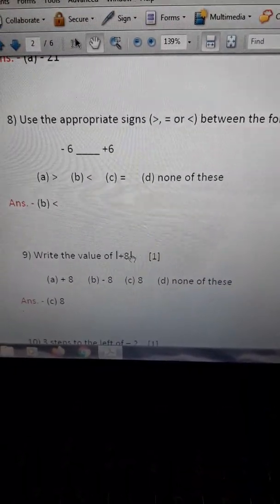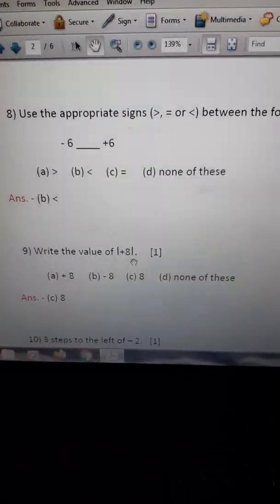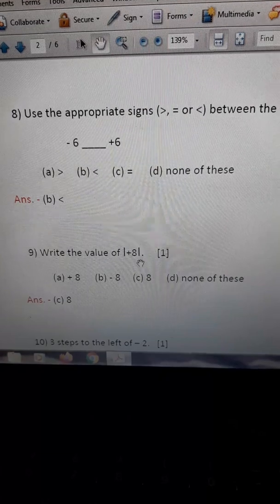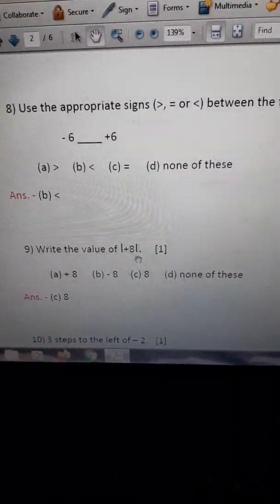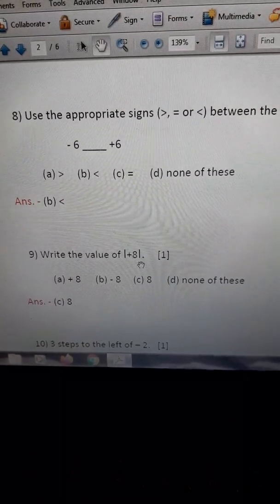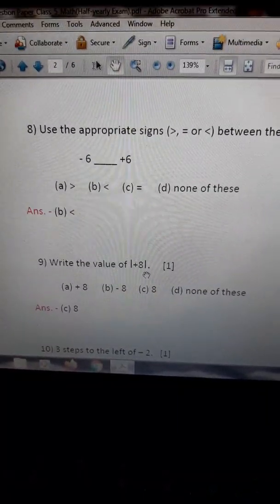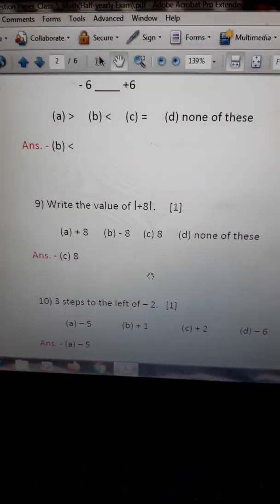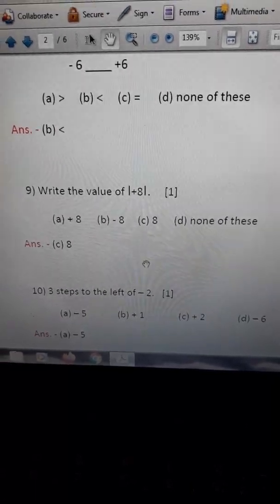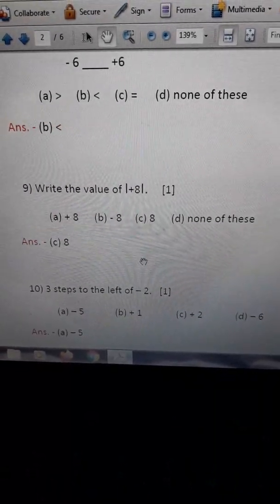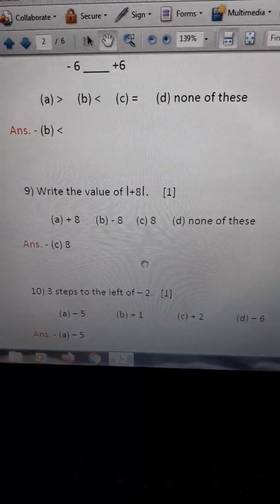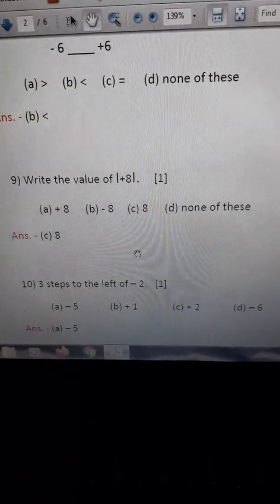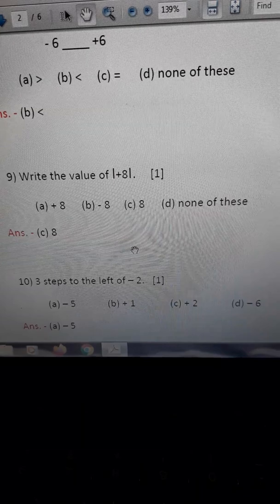Question number 9. Write the value of plus 8. You have to find the absolute value. Here you see plus 8, with the two parallel lines. If you ignore the sign, you will get the absolute value, so it will be 8. Option C is the correct option. Question number 10. 3 steps to the left of minus 2. If you take 3 steps to the left of minus 2, then you will reach minus 5. It will be easy if you draw the number line and do it. Left of minus 2, you will get minus 5.